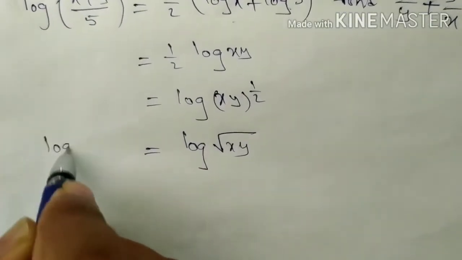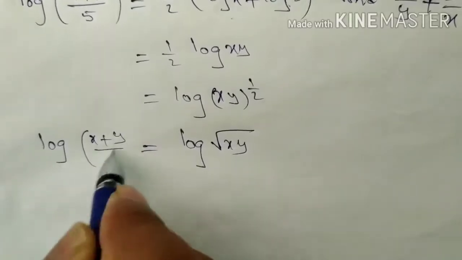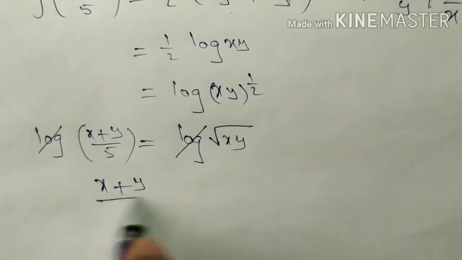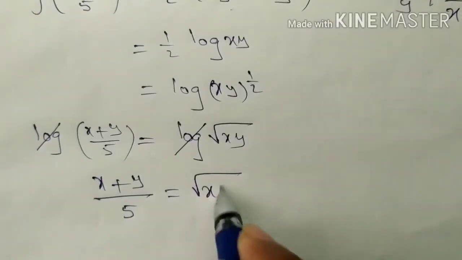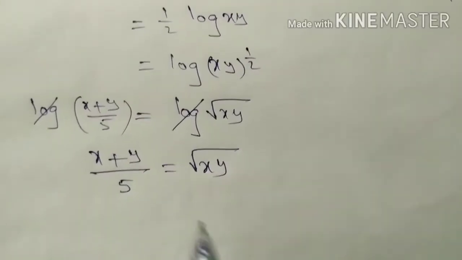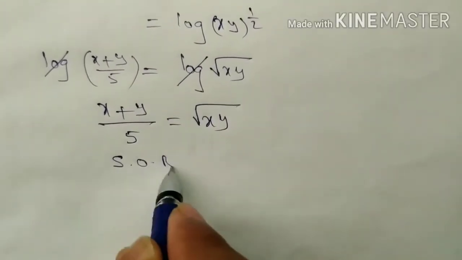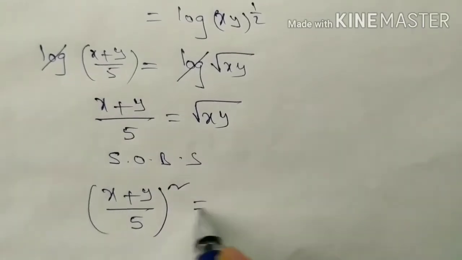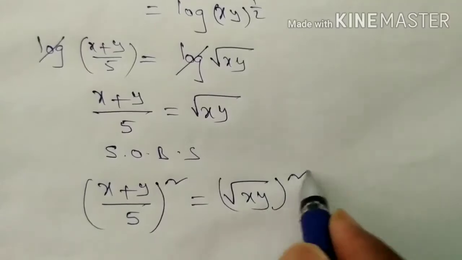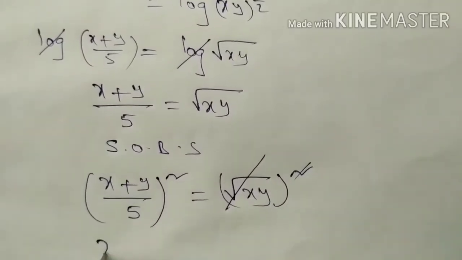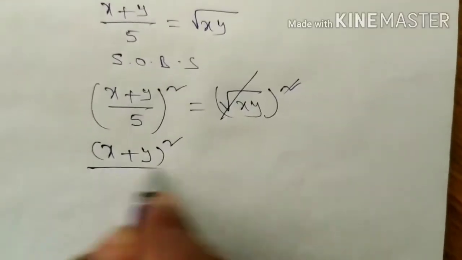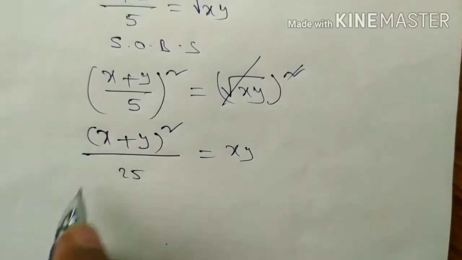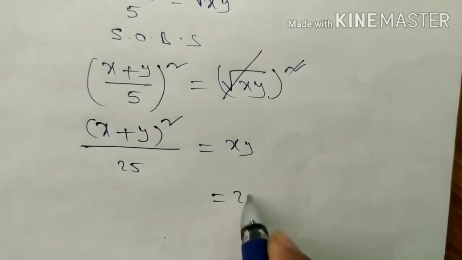So this is totally log of (x plus y) by 5. Remove logarithm on both sides. Now what did you get? (x plus y) by 5 is equal to root xy. How to remove the square root? Squaring on both sides. So that is ((x plus y) by 5) whole square is equal to (root xy) whole square. Here square root and square cancel. Now (x plus y) whole square by 5 square, 25. Don't forget that. Now (x plus y) whole square, 25 on the other side, 25xy.